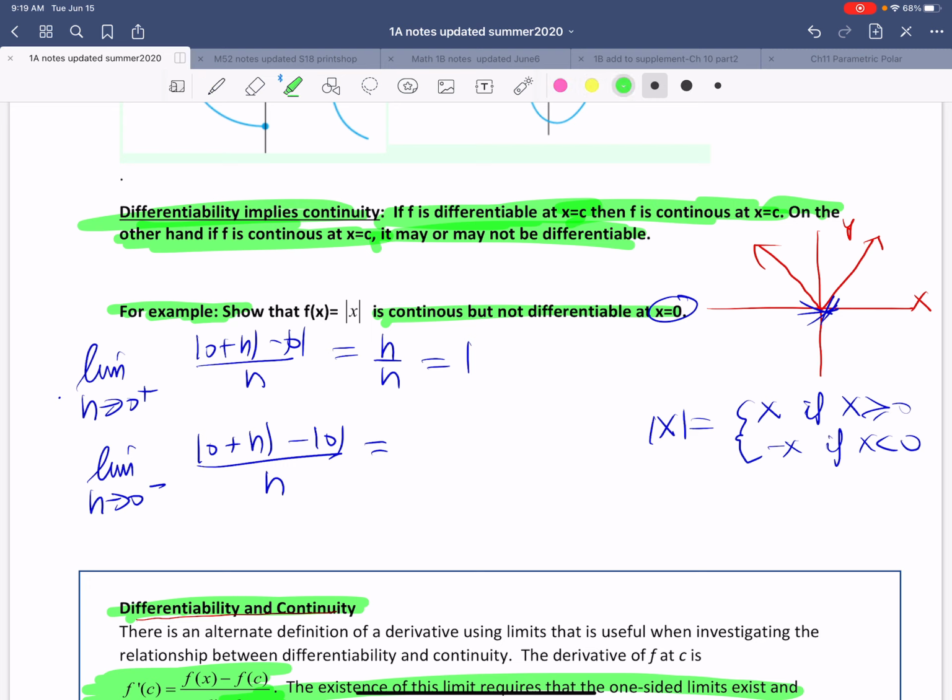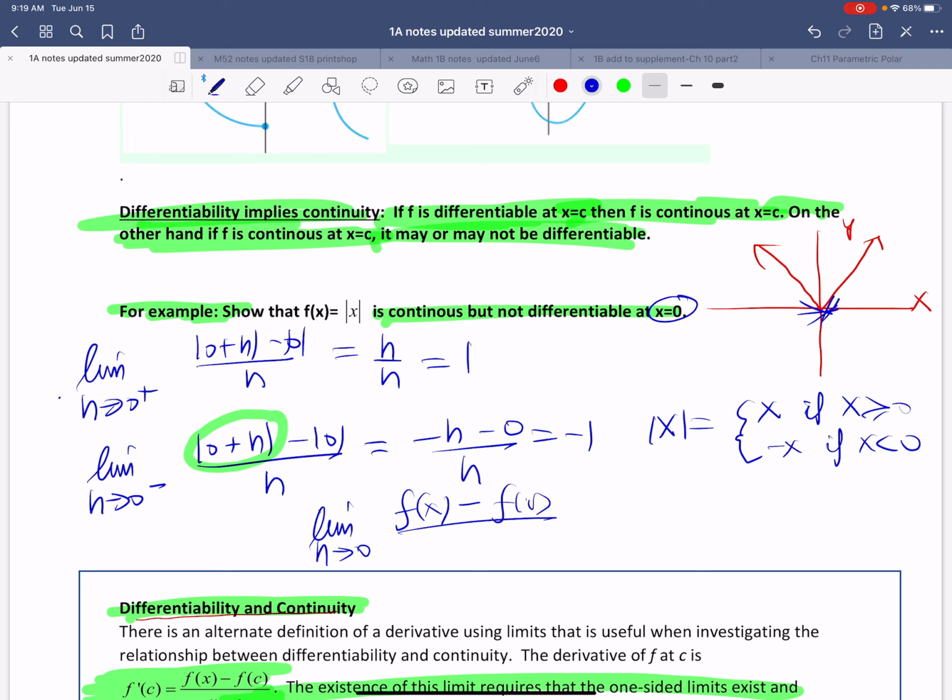Now this piece is going to equal negative h. Absolute value of h when I'm coming to 0 from the left hand side is going to be negative h minus 0 divided by h, which would be negative 1. So both the limits are different. The limit as h approaches 0 of f of x minus f of 0 over x minus 0 does not exist.